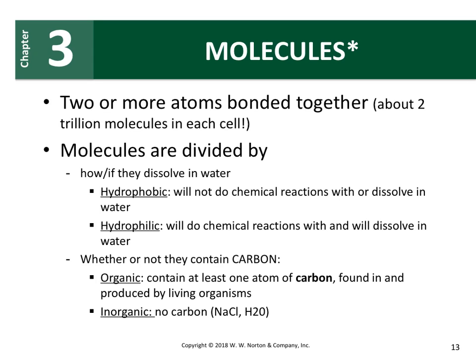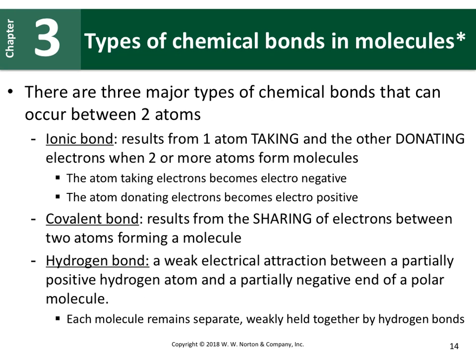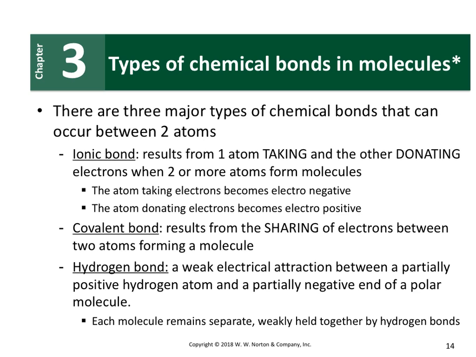Okay, and then there's organic and inorganic. Anything with carbon is an organic molecule because we're basically carbon-based life forms. And then inorganic, sodium chloride, just a molecule, in this case table salt. So there's basically 3 kinds of bonds. There's ionic bonds, covalent bonds, and hydrogen bonds.